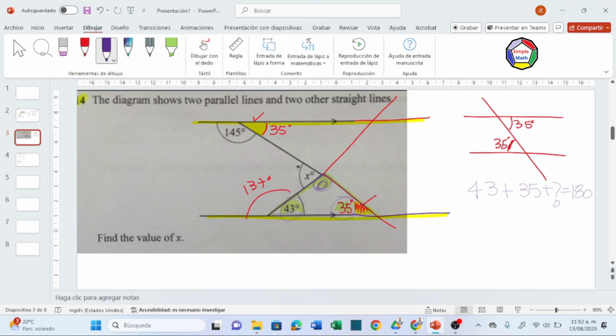So how much is 43 plus 35? 43 plus 35 is 78. How much is missing to 78 to get 180 degrees? So we subtract 180 minus 78, and the answer is 102. So that means this angle is 102 degrees. Okay, 102 degrees. I expect you have understood until this part, okay?